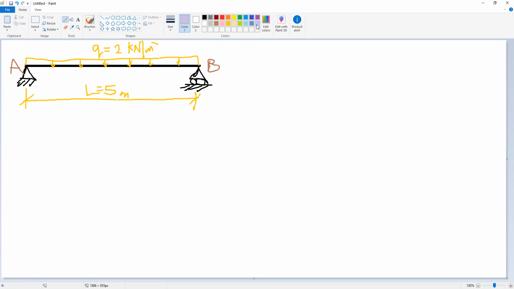From your memory, how many reactions do we have for this one? 3. We have 3 reactions because A is hinge, so we have YA, because we have 2 reactions at A, YA, and a horizontal reaction at A, we call it XA. So we have XA and YA, and here because it is roller, we only have YB.